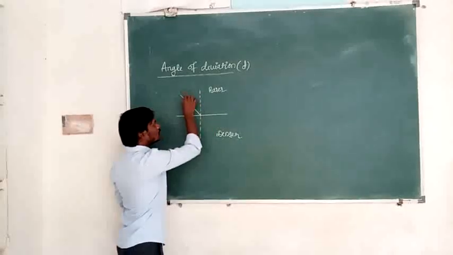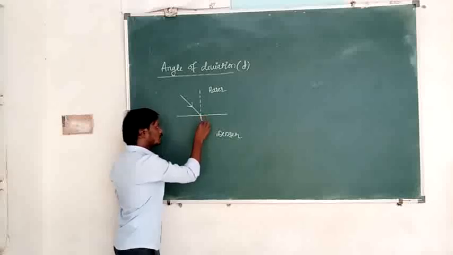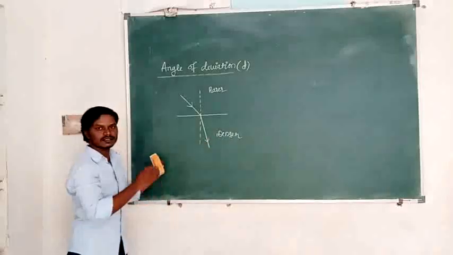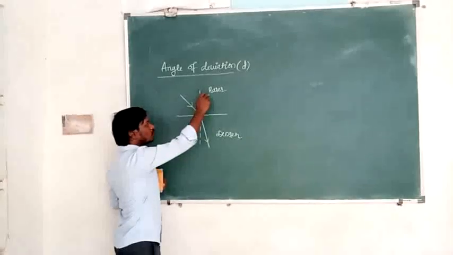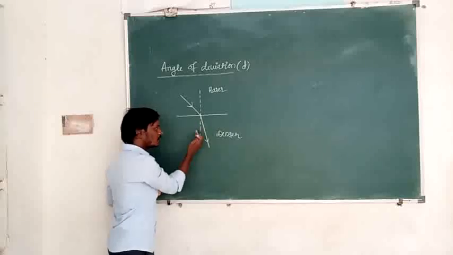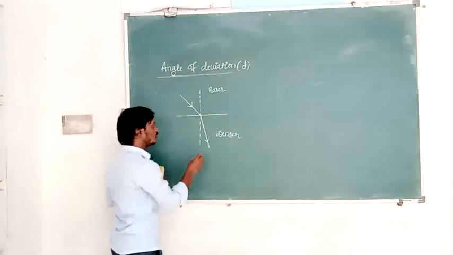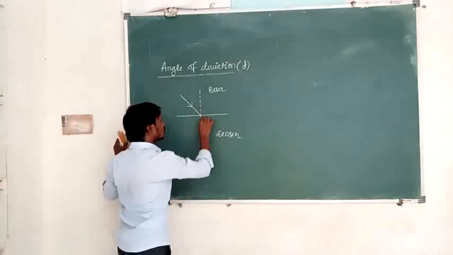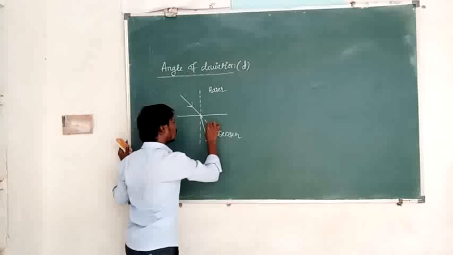So, the light is traveling from which medium to which medium? Rarer to denser. In the denser medium, the speed of light decreases. As the speed of light decreases, the refracted ray bends towards the normal. So, when the light travels from rarer medium to denser medium, the refracted ray bends towards the normal because of the decreasing speed of light. Suppose both media are the same, then the incident ray would pass straight without any deviation or without any refraction.